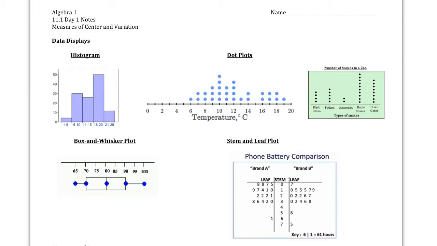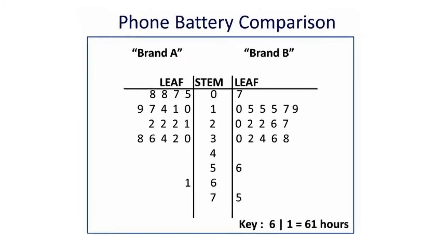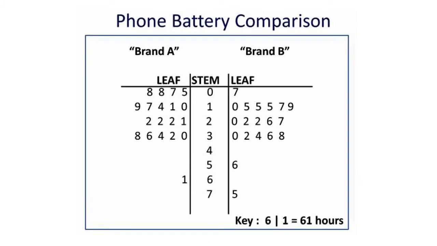This one can look a little confusing at first, but it's actually not too bad. I'm going to zoom in on it. We've got one here, phone battery comparison. The stem is like the beginning of a number, and the leaves in this stem and leaf plot are like the rest of the number. You can even see at the bottom here, there's this key. It explains it. The 6 line 1 stands for 61 hours. That comes from looking at these stems and leaves.